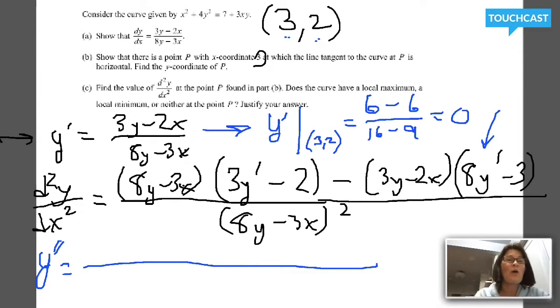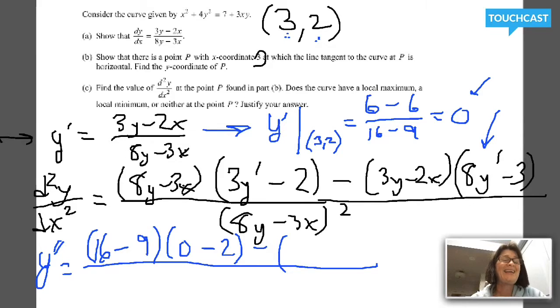Everywhere I see y prime, I'm going to replace it with 0. Everywhere I see x, I'm going to replace it with 3. Everywhere I see y, I'm going to replace it with 2. So here I go. 8 times y, 8 times 2 is 16, minus 3 times 3 is 9. Multiplied by, that's 3 times y prime, but y prime is 0, so 0 minus 2. And I have my subtraction sign.